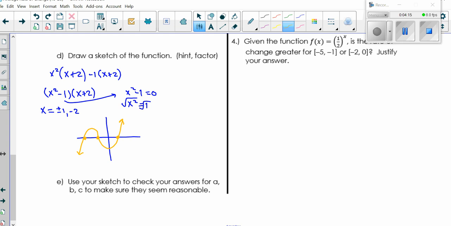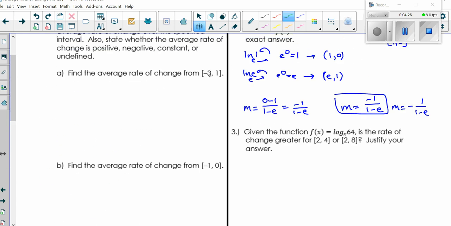It says use your sketch to check your answers for A, B, and C to make sure that they seem reasonable. All that's doing is really checking. I want you to check and see if your answers should be positive versus negative. So like this one's from negative 3 to 1.